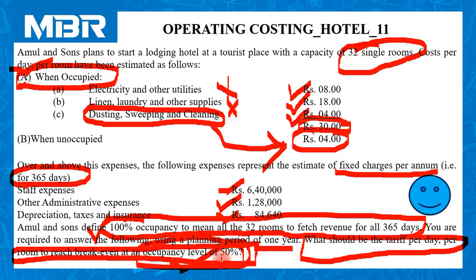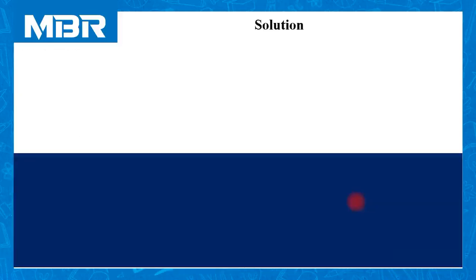So the examiner has given different information to us, and in this question calculation is less important, but understanding is more important. If you understand the question carefully and properly, you can answer the question within 10 to 15 minutes in the examination. Let us start the solution of the problem.